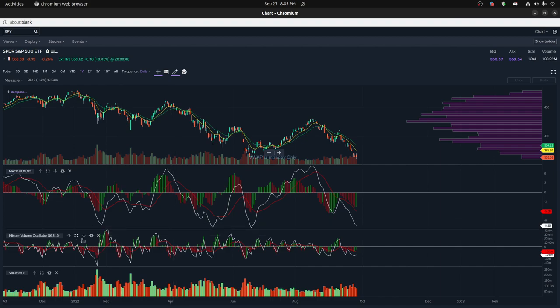You can also see on the volume side, we're decreasing on the negative volume. So it might mean that we're increasing on the positive side. So at least it's not as negative as it has been the past couple days. So we do see a decrease in volume today, but we'll have to see what happens.